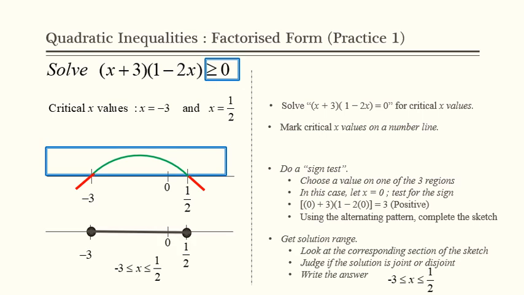Step 4, get the solution range. For the expression more than or equal to 0, we are looking at a part of the sketch above the number line. As the sketch is a continuous joint line, the solution is written as a joint range. The answer is x is more than or equal to -3, but less than or equal to 1/2.